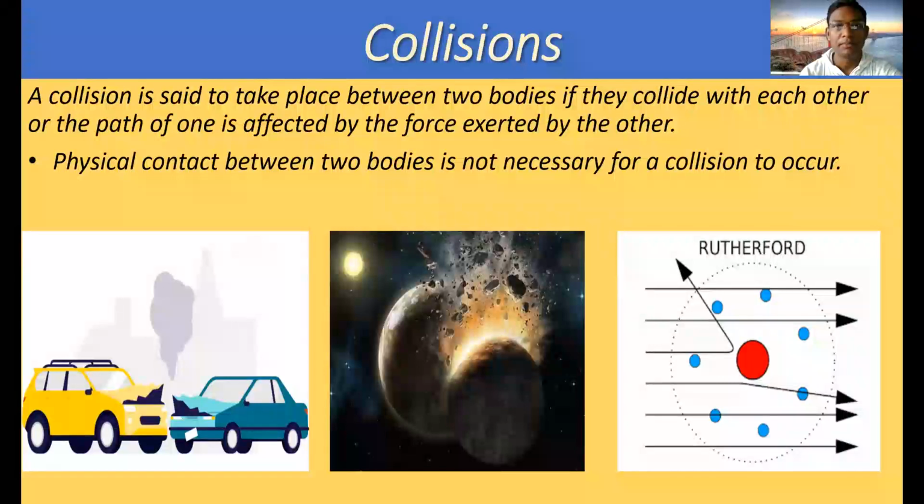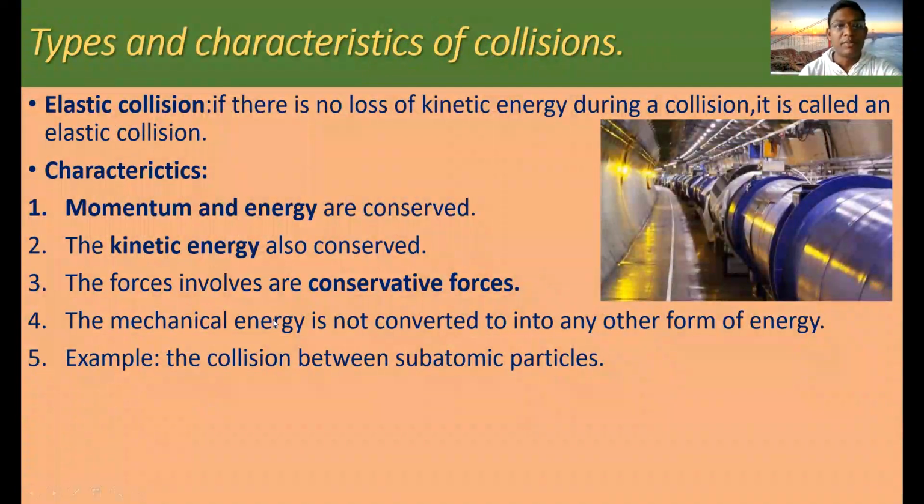Here they come: types and characteristics of collisions. First of all comes the elastic collision. If there is no loss of kinetic energy during a collision, it is called an elastic collision. So what happens if there is no loss of kinetic energy? Remember the only condition: the kinetic energy has to be conserved. The kinetic energy should be constant, it should not change. This is the condition of an elastic collision.